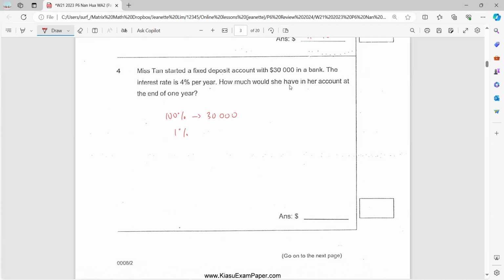So find 1% first. Divide by 100, which is 300. Then we find what is 104%. 300 times 104 will give us 31200.